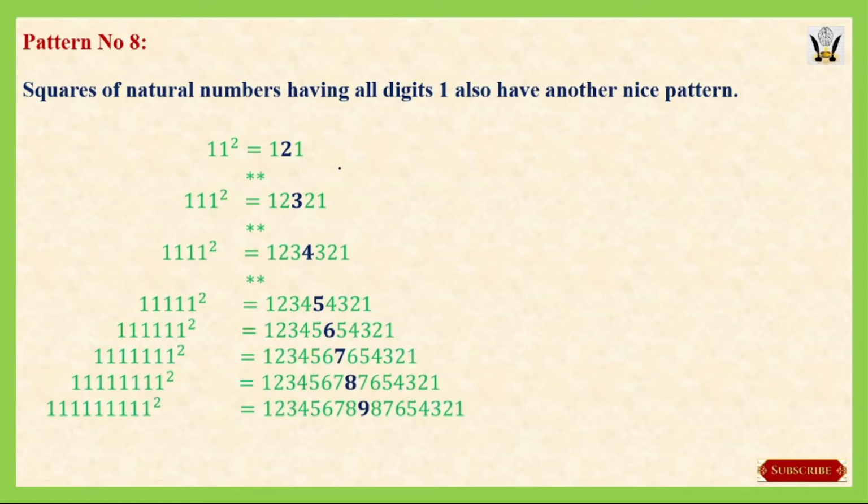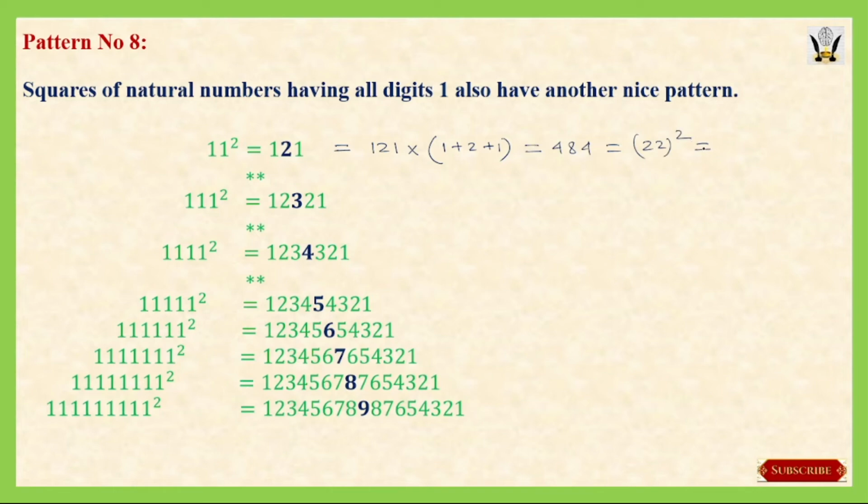Now the next pattern is also very interesting. The left-hand side is the same as before, the same as pattern number 7, with 1 2 1, so definitely the squares of those numbers will be the same, but the pattern here is different. The square of 11, we know, is 121, and if with 121 we multiply the summation of these three digits, 1 plus 2 plus 1, that is 4, then it will be 484. And this 484 is the square of 22.